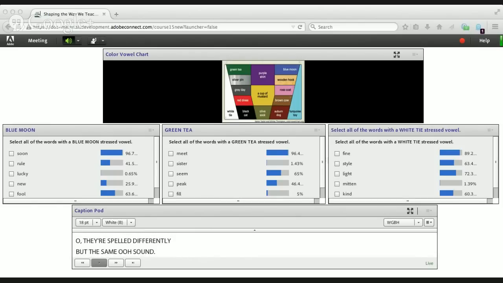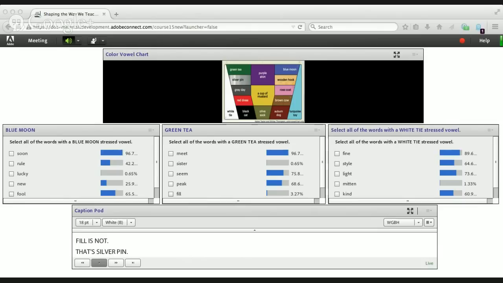All right, let's go over to green tea. Excellent, I see that most of you got that meat and green tea have the same vowel. Sister, no, it's silver pin. Seam, is it green tea? Absolutely. How about peak? Listen carefully. Peak, green tea, peak. Yes, peak is spelled differently, but it's also a green tea word. Fill is not, that's silver pin. And candy is black cat.